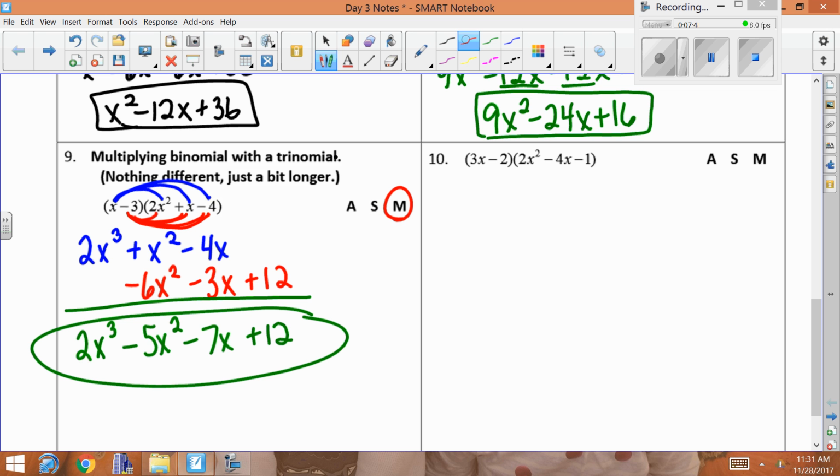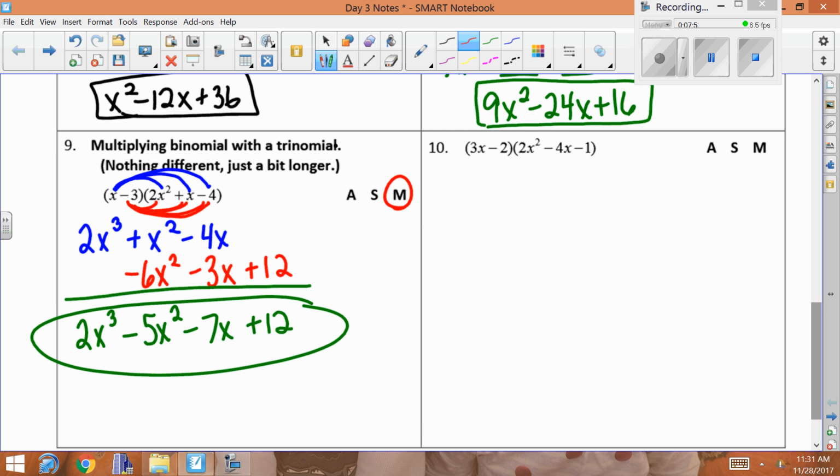Pause this for just a minute and try number 10. It's exactly the same thing, so see what you can do. Try it, pause it, and come back. Okay, hopefully you tried it on your own.